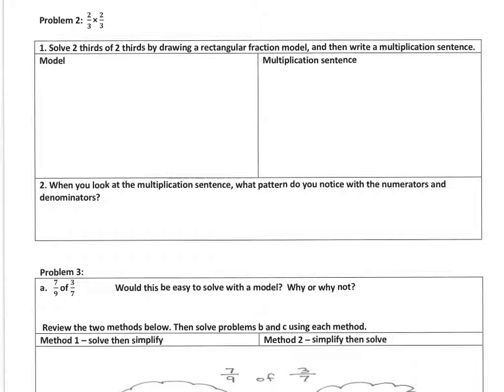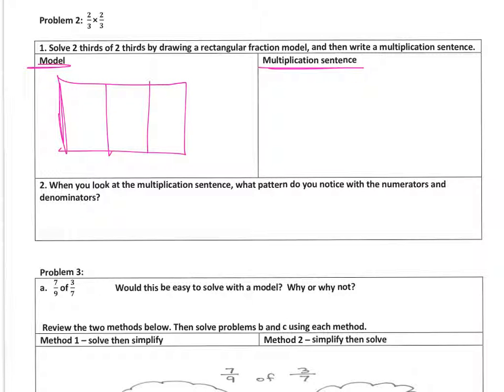Alright, so let's check out 2/3 times 2/3. We're going to model first, and then we're going to write out a multiplication sentence. So, 2/3 times some more thirds. How many are we going to shade? 2 of them.